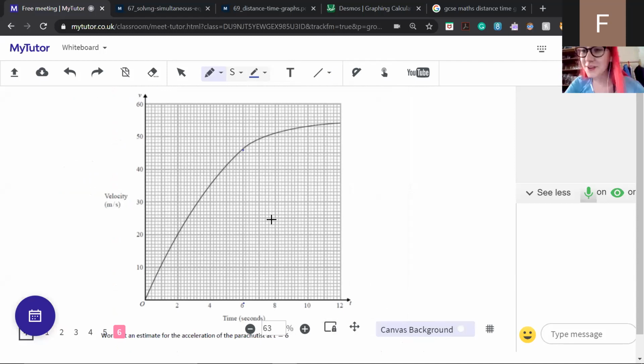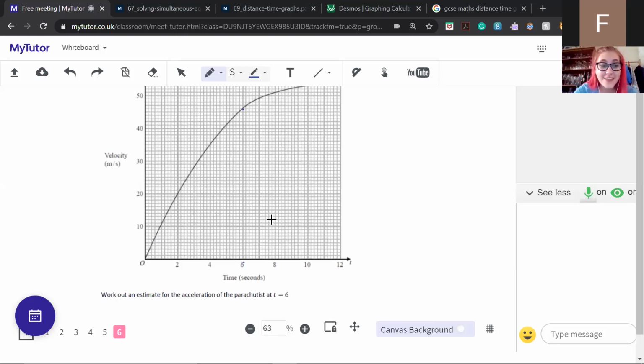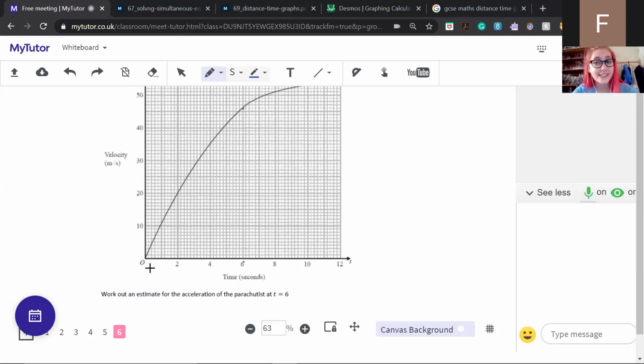Now, how on earth do you find the gradient of a curve? That seems like quite an impossible thing to do. And in short, it kind of is an impossible thing to do. So we're just going to approximate it. And that's why the question is work out an estimate, because there's no way that we can work this out exactly.